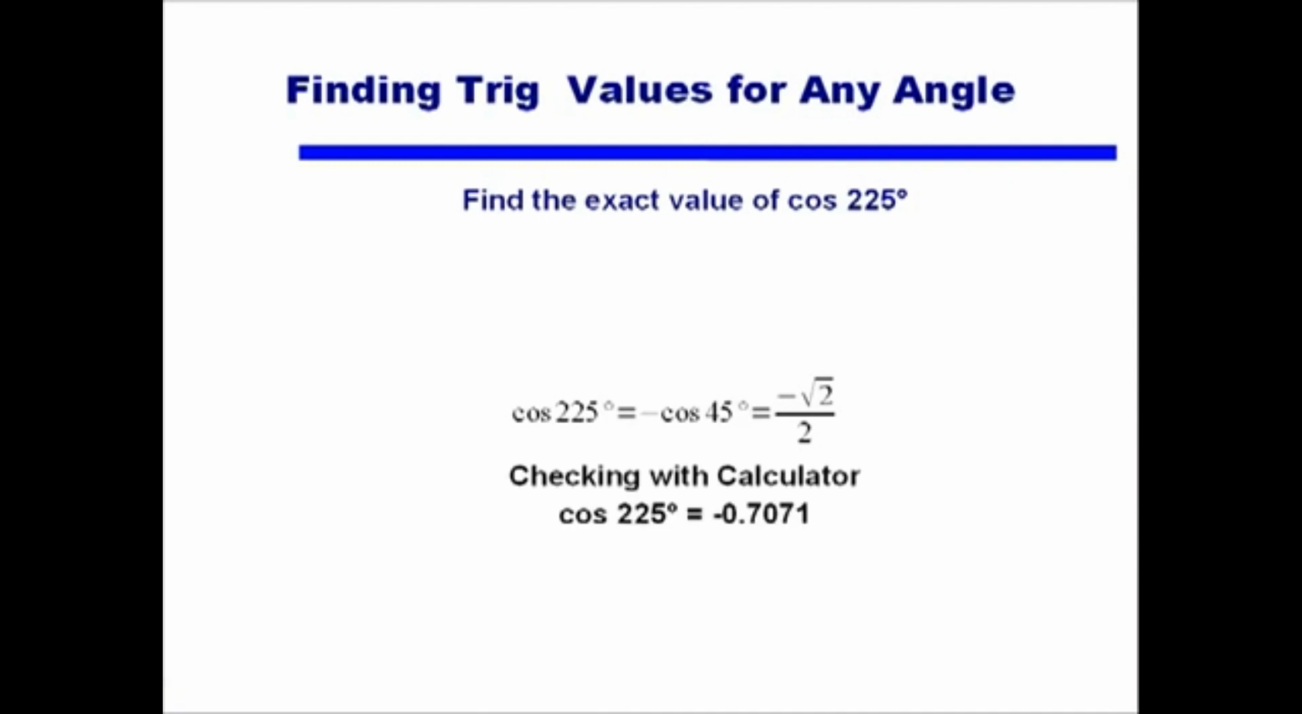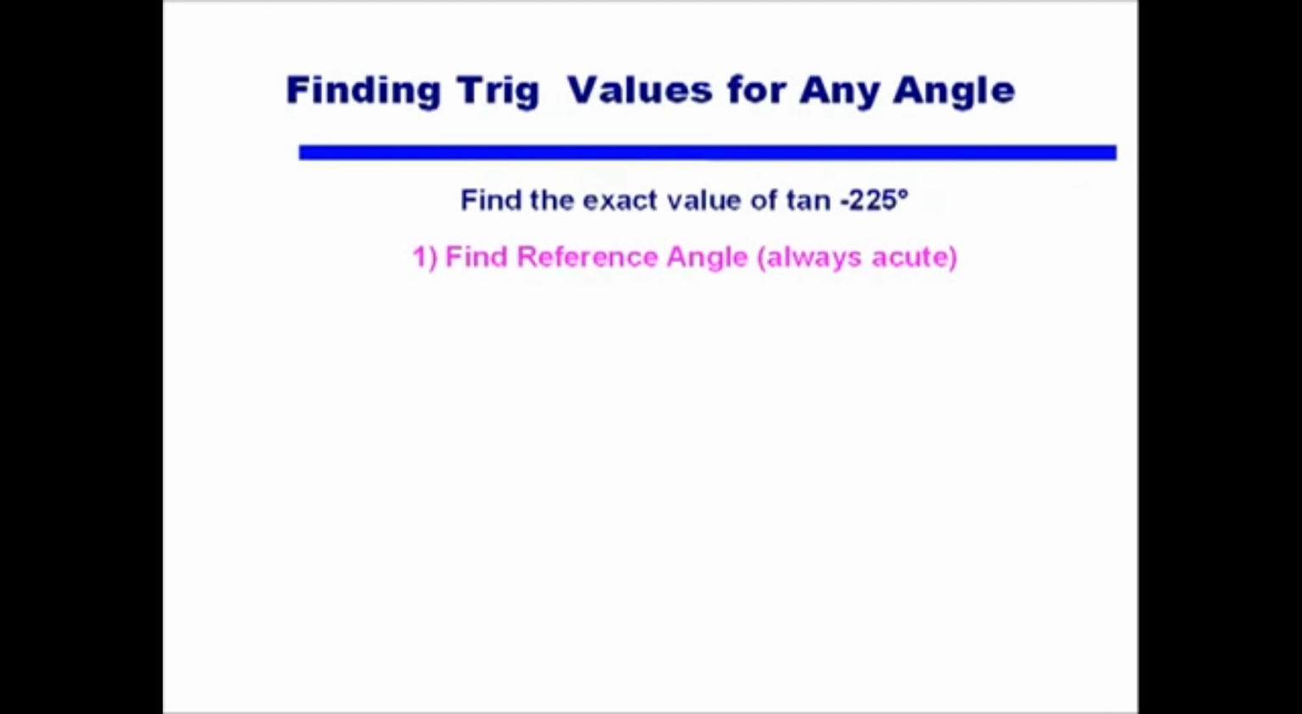We can also check this with our calculator. Make sure you're in degree mode, and in your calculator, press cosine 225, enter, then you will get the result of negative 0.7071. Again, that is not the exact answer, but that is the result you get when you type in negative square root of 2 divided by 2 on your calculator. So it's a good way of checking to make sure you haven't made any mistakes, particularly with whether the answer is positive or negative. Alright, let's look at the tangent of negative 225 degrees.